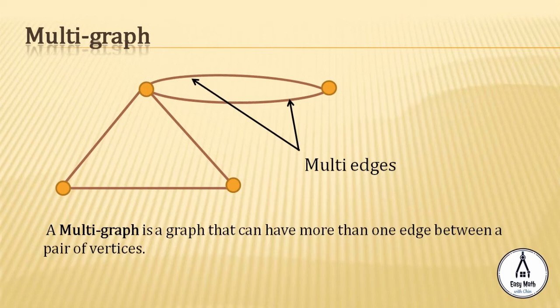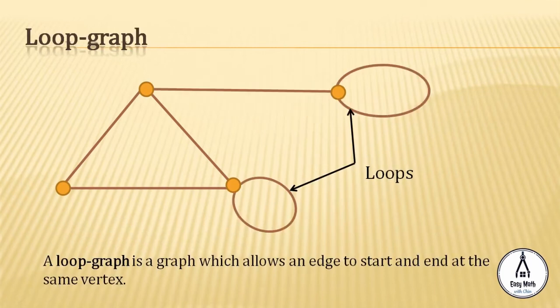Multigraph. A multigraph is a graph that can have more than one edge between a pair of vertices. Therefore, a graph with multi-edges is a multigraph. Loop graph. A loop graph is a graph which allows an edge to start and end at the same vertex. So these are called loops.